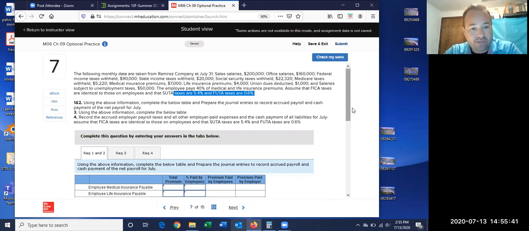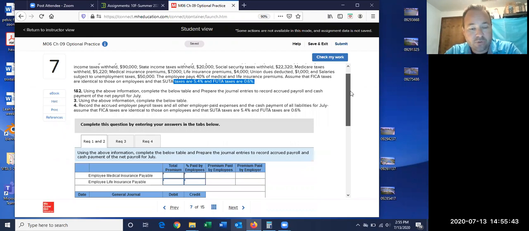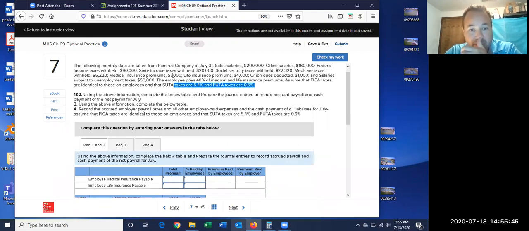All right, so when we get to this one, the first thing they're going to have us do is simply calculate how much the employee and the employer are paying for the actual medical insurance premiums. $7,000 was paid, but who has to bear responsibility for each of it? So the medical was $7 grand. Percent paid by the employees was 40%. So it's going to calculate it for you.